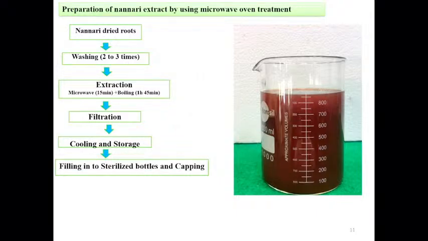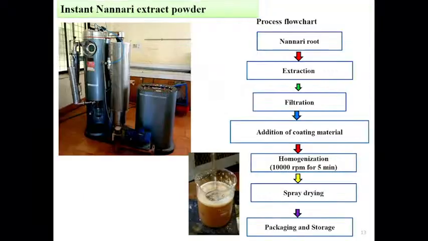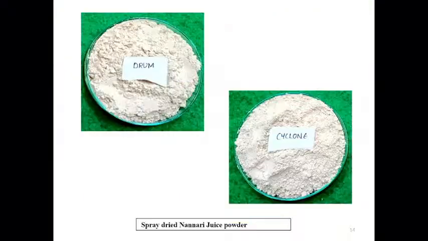The Nannari was extracted using different extraction techniques like boiling as well as microwave. These were the treatments for the spray drying process: 10%, 15%, and 20% maltodextrin with different air temperatures, 160 and 170 degrees. And this was the process chart.